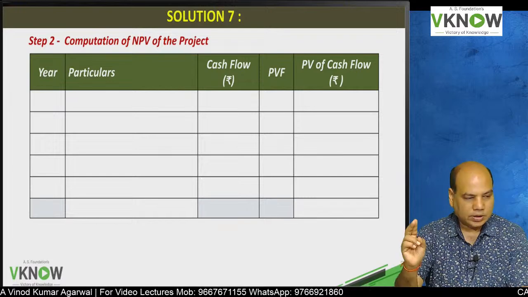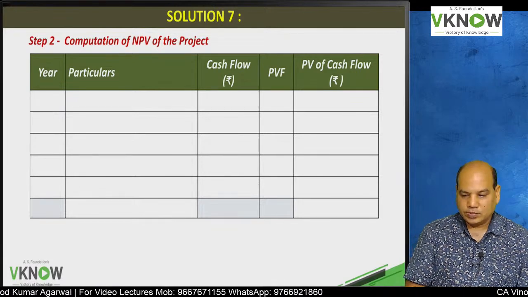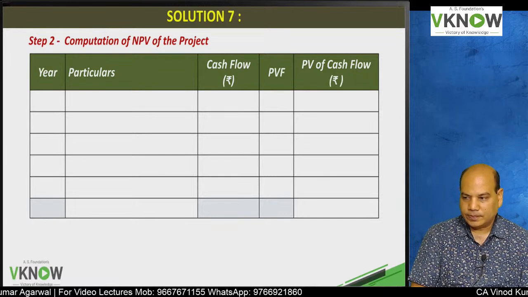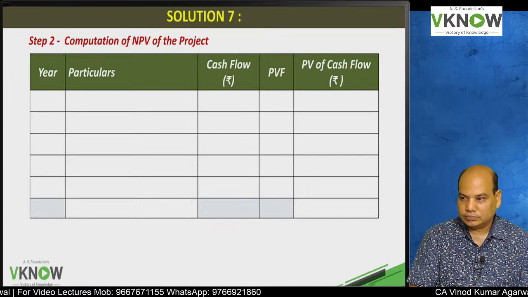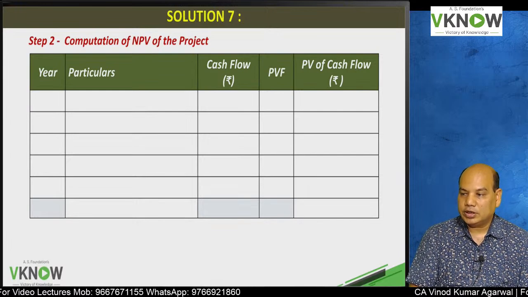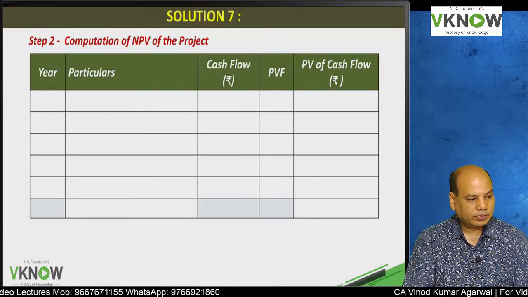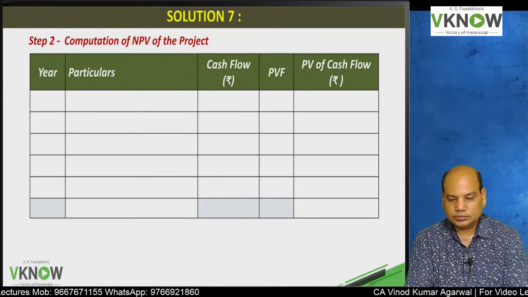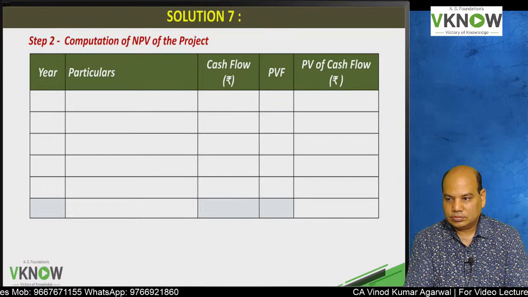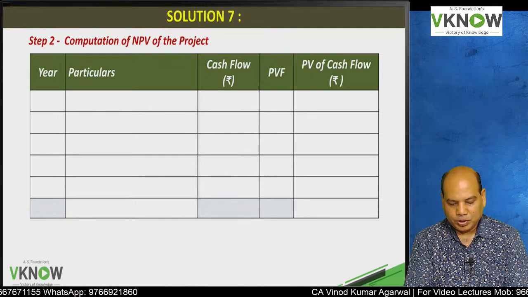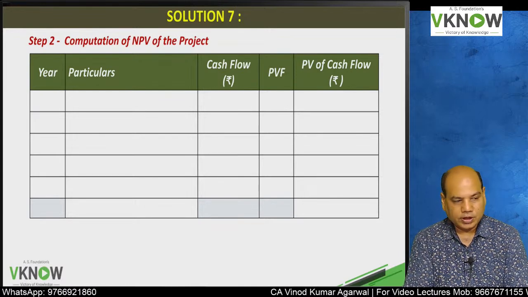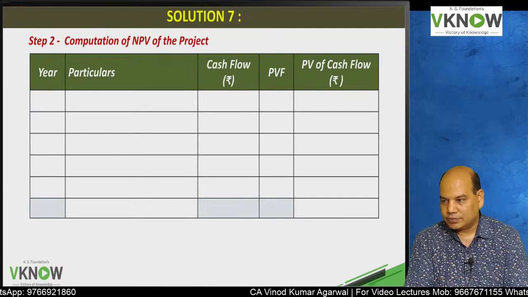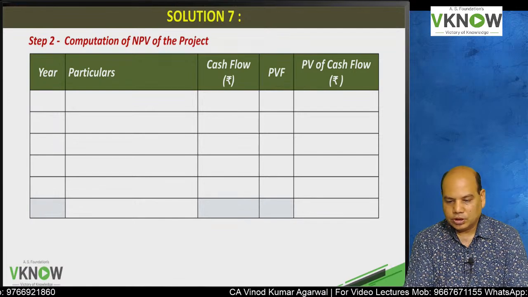Now we can compute NPV. Please write step 2, calculation of NPV. Under that write 5 columns. First column write year, particulars, cash flow in rupees, PV factor, which is given, PV of cash flow in rupees.